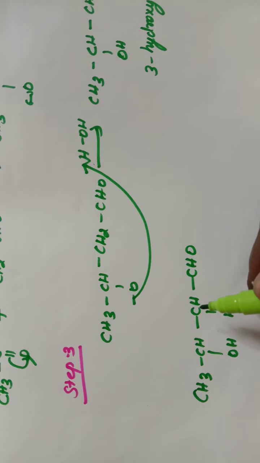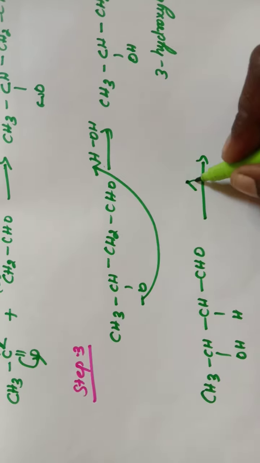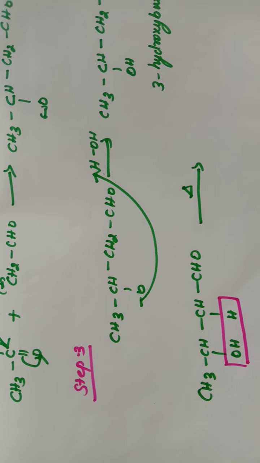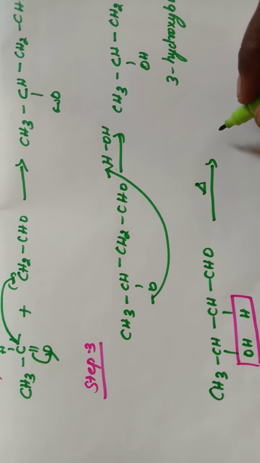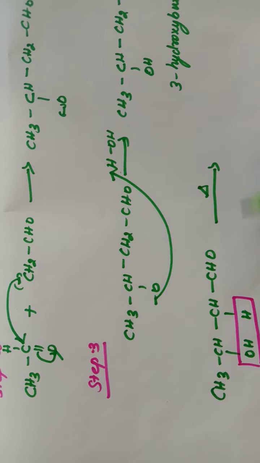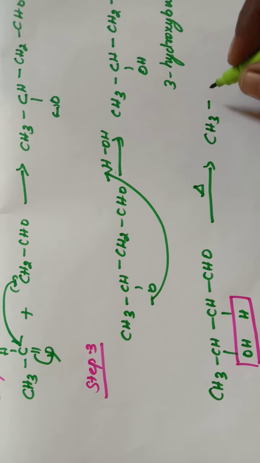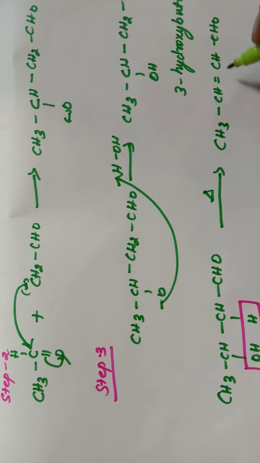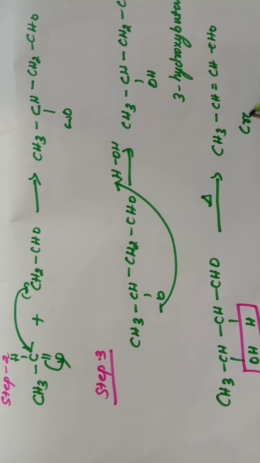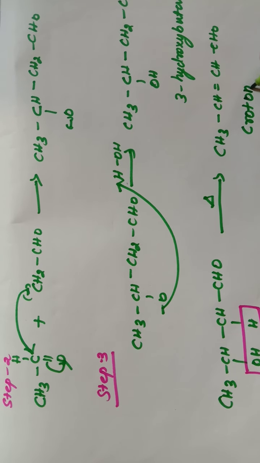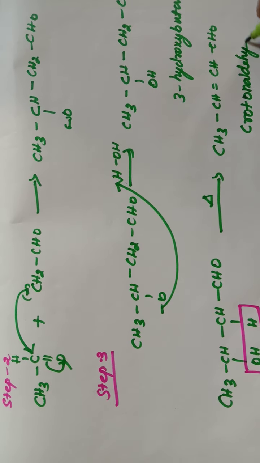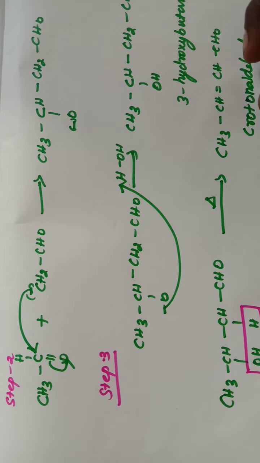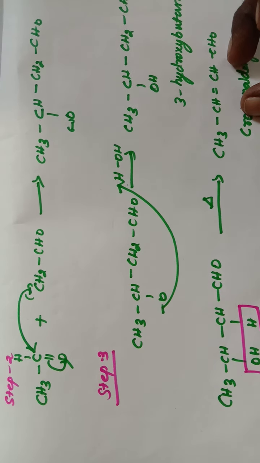Now when this aldol is heated with an acid, dehydration takes place, that is removal of a water molecule takes place, and it forms an alpha beta unsaturated aldehyde, and we will be getting CH3 CH double bond CH CHO. Name of this compound is crotonaldehyde. This alpha beta unsaturated aldehyde is formed.